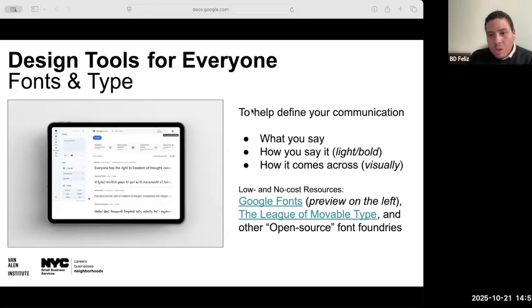One of the tools, the example here, is Google Fonts. This is a free resource; for the most part, any of the fonts on their platform you can use for free. You can download them, and they're essentially royalty free, so you're not going to have any copyright issues with them necessarily. And there's also the League of Movable Type. There are other foundries as well, other websites that you can visit, other places to get different fonts.